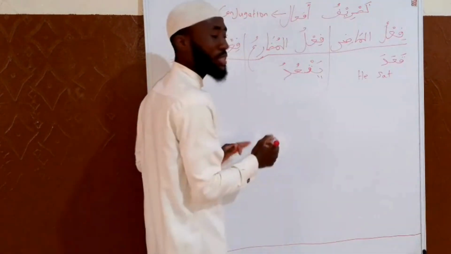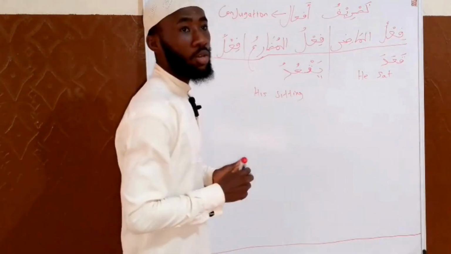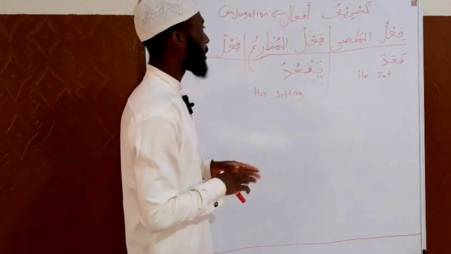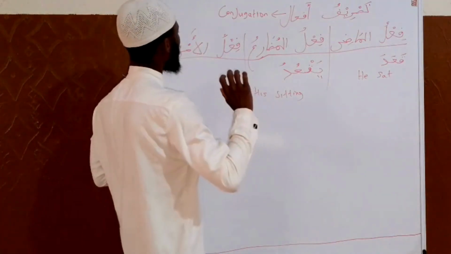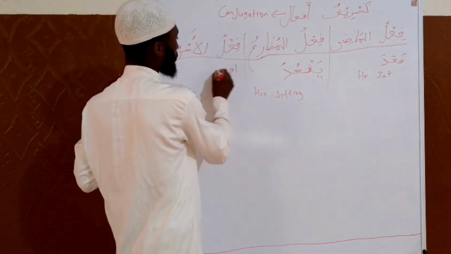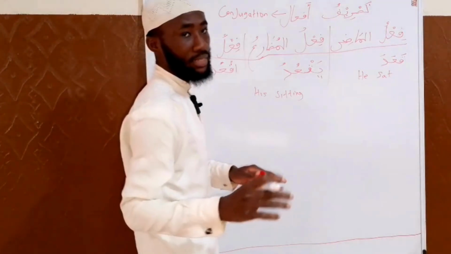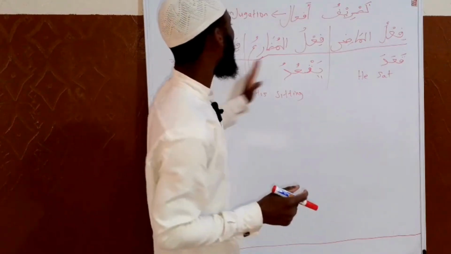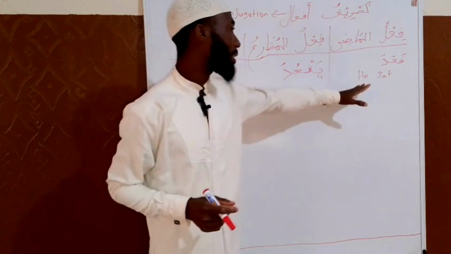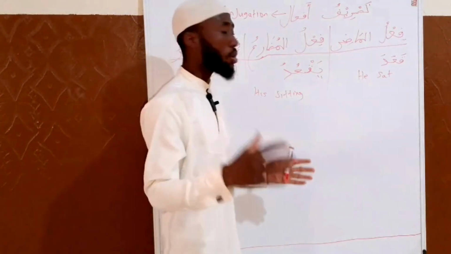Then yaqu'udu is sitting. Now we have the fi'l mudari and fi'l amr, that is the command tense. Qa'ada, yaqud, then it is going to be uq'ud. That is the command tense. So it transforms from qa'ada to yaq'ud to uq'ud. That is sat, then sitting. That is the conjugation that occurs.